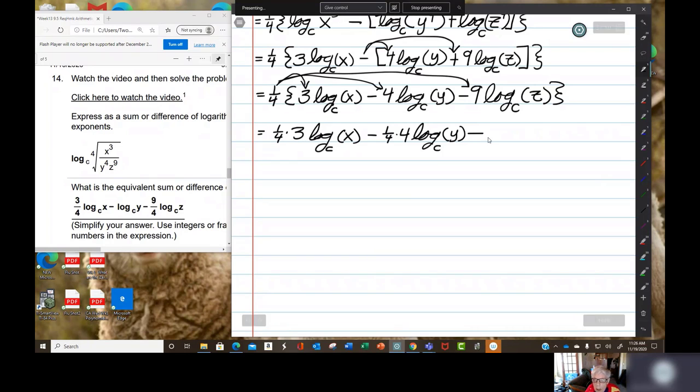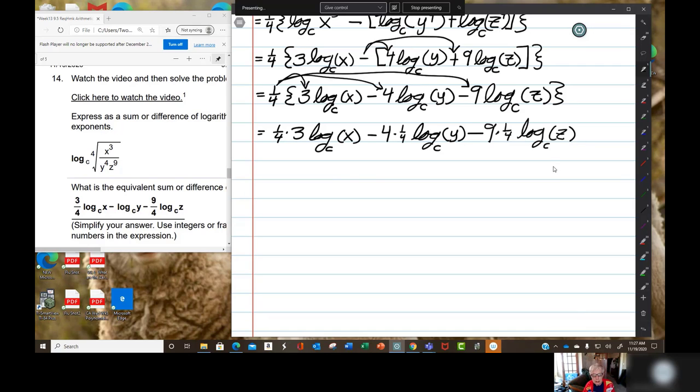minus... Is that a negative 4, Miss Barbara? For the negative 4? Yeah, I just kind of snuck the 1/4 in there. But what I could do, that might not mess up people, I hope, is say minus 4 and then times 1/4. I could stick the 1/4 in there. And then minus 9 then, and then take the 1/4 and put it in here. Log base c of z.